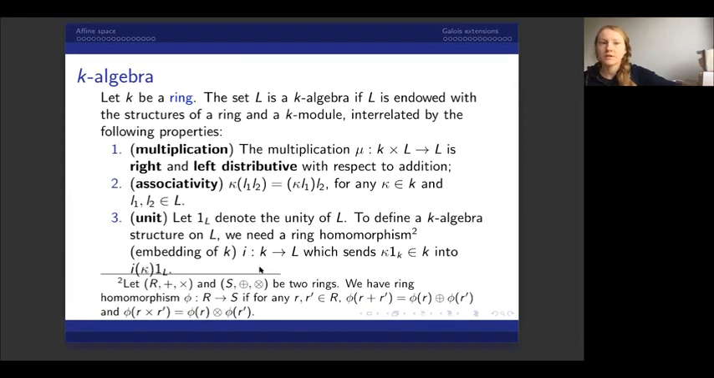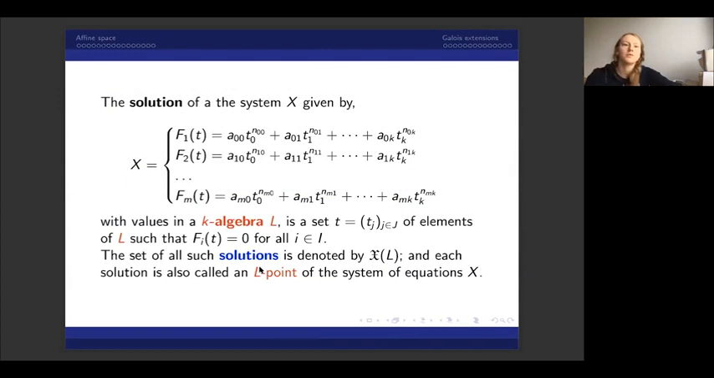Okay, so this is your K-algebra. And so a solution of your favorite system, given by these beautiful equations, with values in some given K-algebra L, is a set of elements of L such that they verify this condition. And we will denote the set of solutions by this symbol here, a Gothic X. And here comes our favorite notion. Each solution is called an L-point of the system of equations. So here we're back to the problem of defining what a point is. And okay, we're back to the beginning.